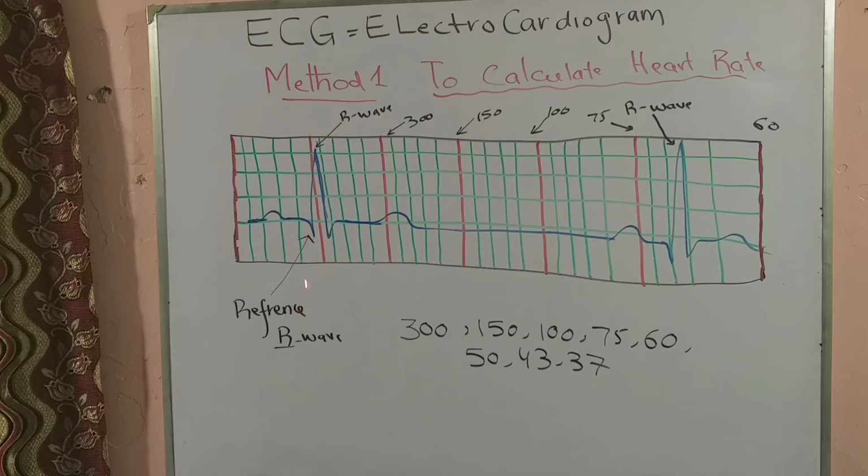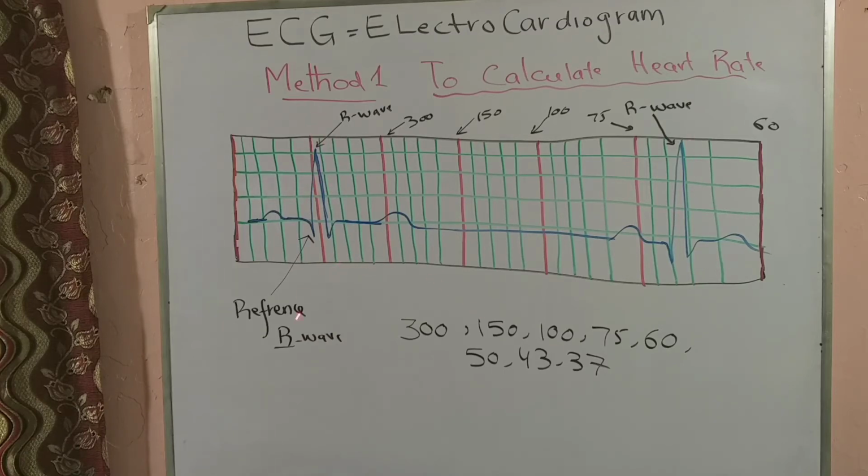Now once we have selected the reference R wave, then we are to look for the next R wave on the right side of this reference R wave. This second R wave does not need to be on top of the thick lines. This is for ease of our understanding, that the reference R we are trying to locate on the very top or parallel to the thick lines. The second one does not need to be.